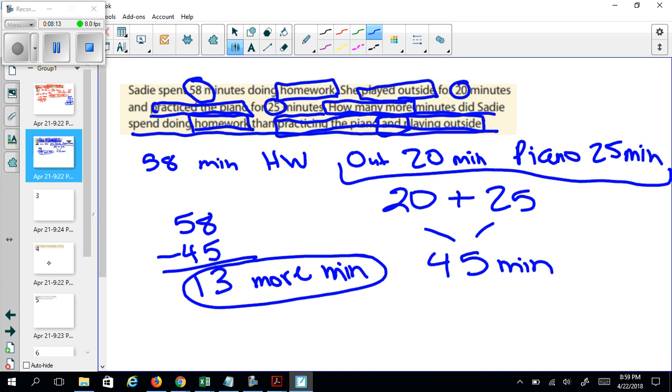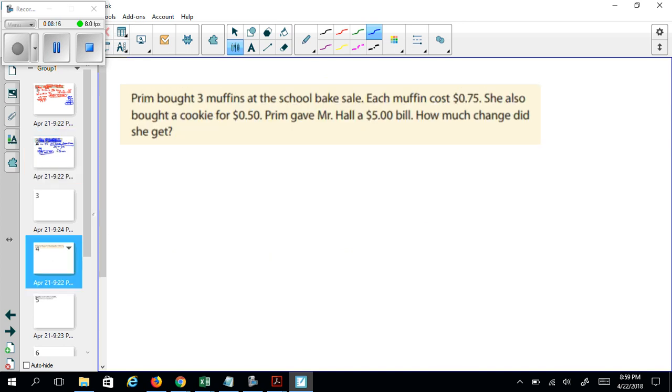Now we're going to take a look at money. So money here is a little different. It says Prim bought 3 muffins at the school bake sale. Each muffin cost 75 cents. She also bought a cookie for 50 cents. Prim gave Mr. Hall a $5 bill. How much change did she get?